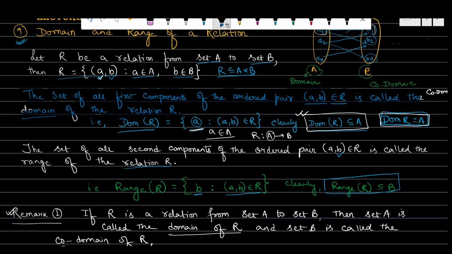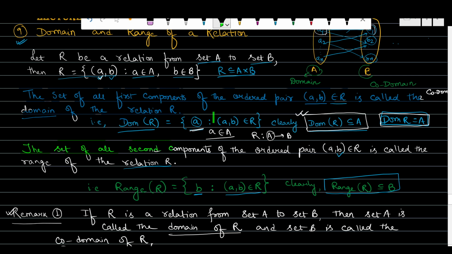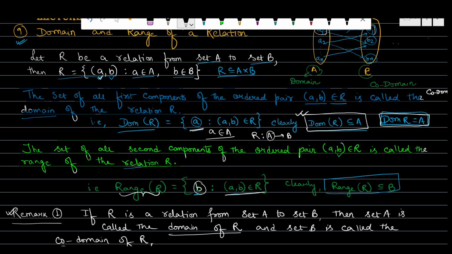Similarly, the set of all second components of the ordered pairs (a, b) is called the range of the relation R. So range of R contains the collection of all those second components b of the ordered pairs (a, b) such that this b belongs to the set B, right?